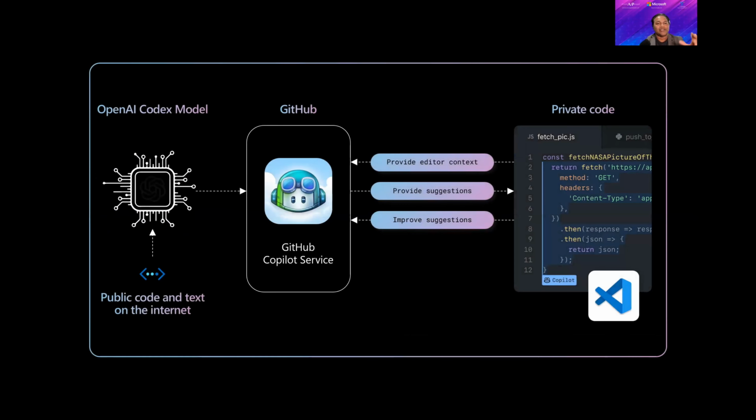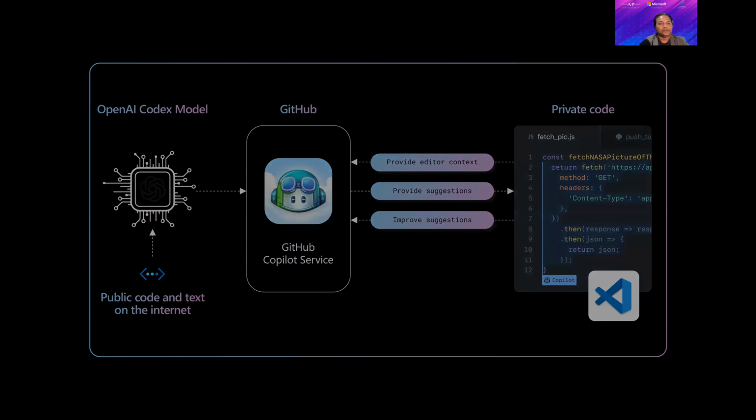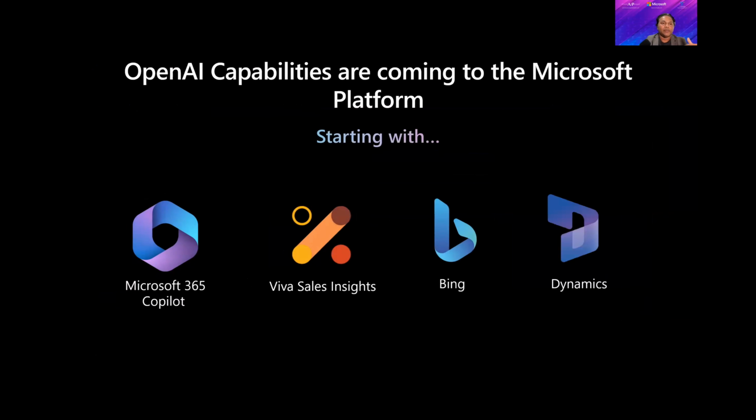So the way it works is you have your OpenAI Codex model, and then GitHub consumes it and provides that enterprise-level security and access control, and that can be consumed by your IDE to produce code suggestions as you start writing code. Right. Similar to GitHub, some of the other services at Microsoft, like Microsoft 365, Viva Sales Insight, Bing, and Dynamics also have their own Copilot.